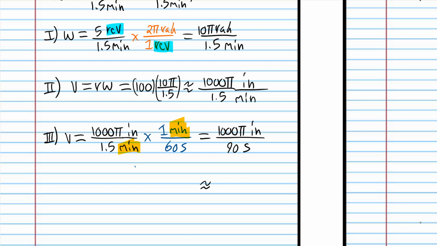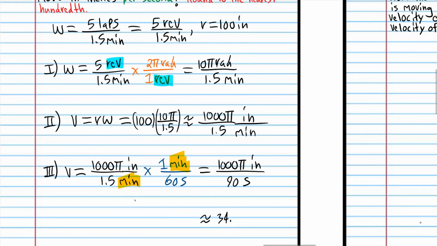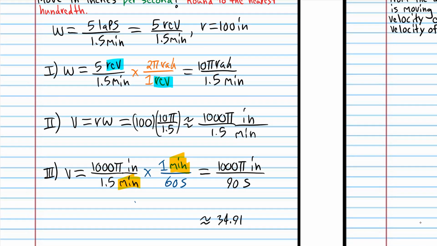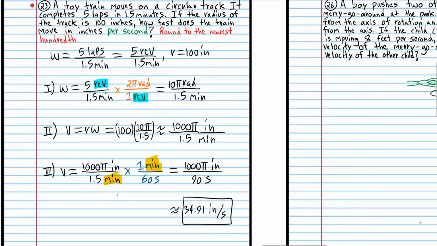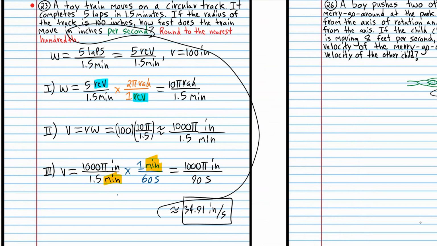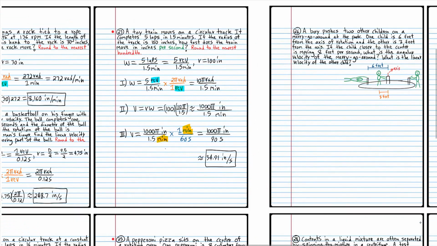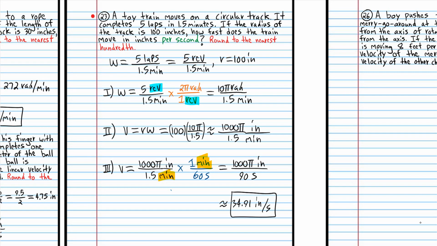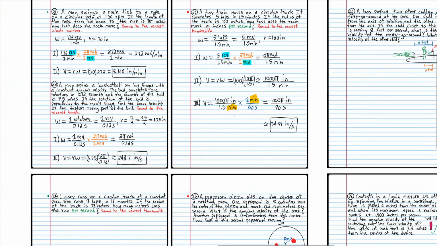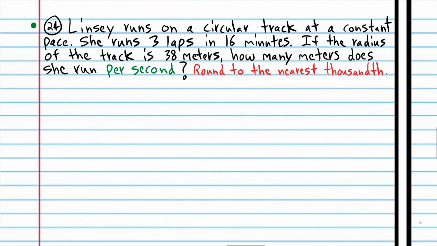So now we're ready to calculate. We have 1,000 times the pi button, enter, and then divided by 90, enter, and we get 34.91 inches per second. So we found the answer, the linear velocity in inches per second. So I want you to take a picture of number 23. You're going to do a similar problem. Try number 24, and when you come back, we'll do it together.